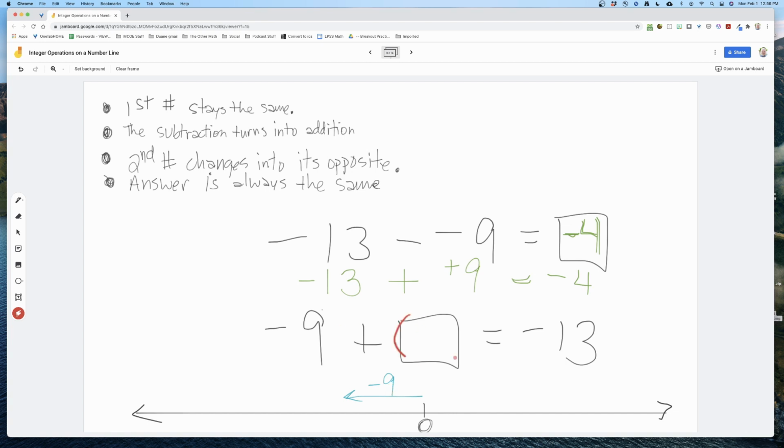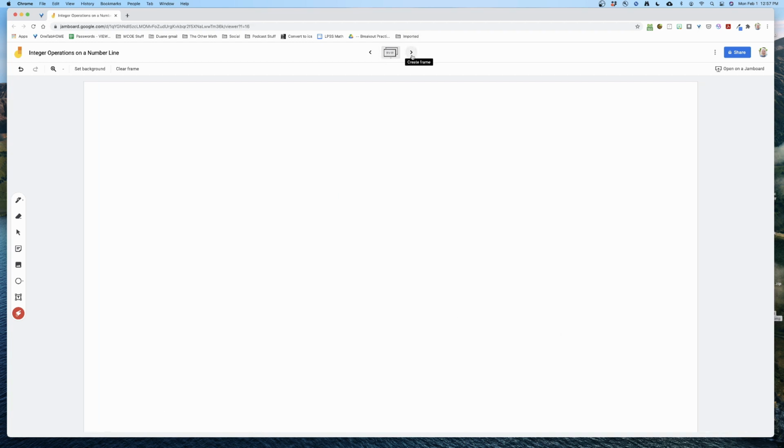And we don't know what our second change is. But we definitely know we end up at negative 13. So what must our second change be if we end up at negative 13? And we can see that our second change has to be a negative 4. And there you go. So one last example to practice.